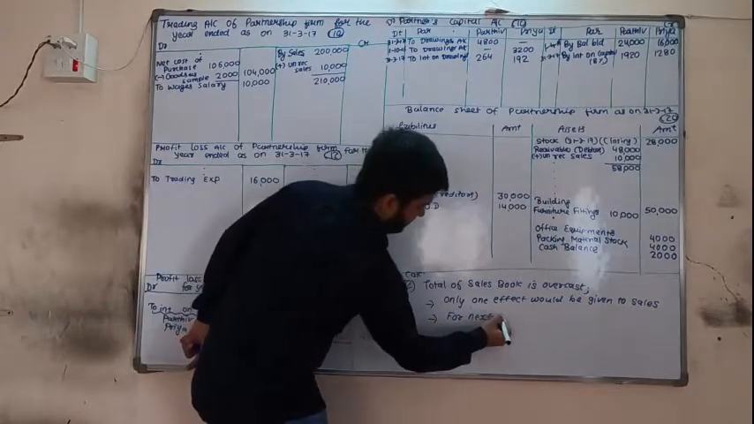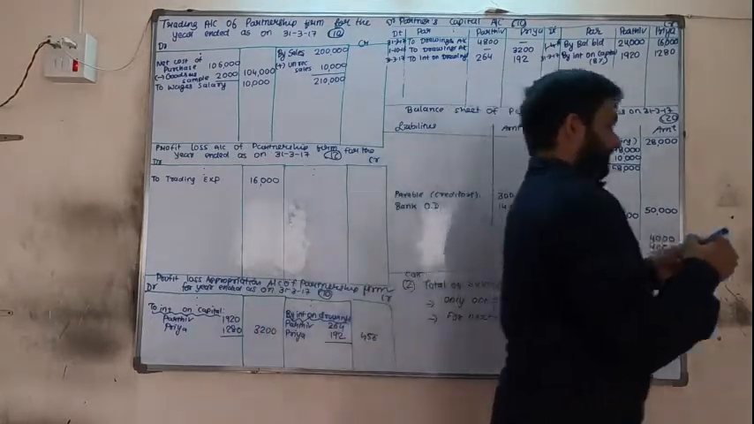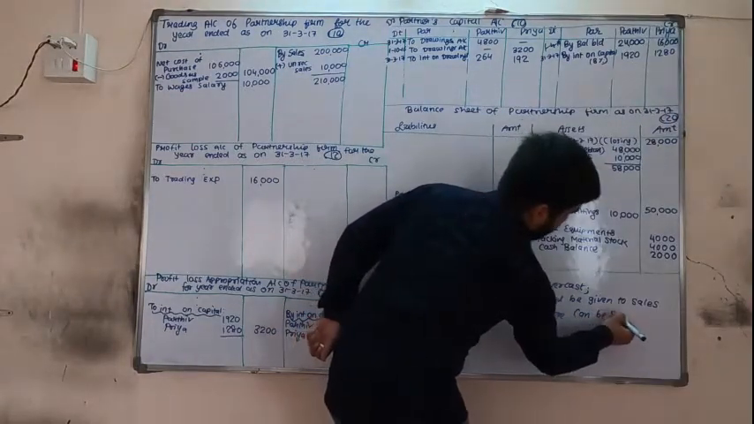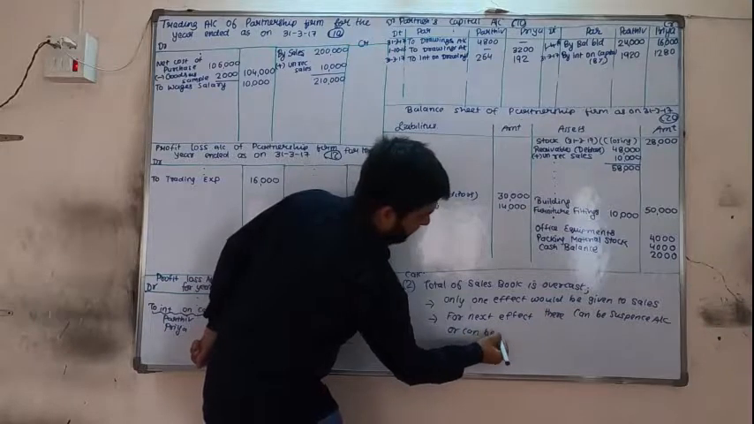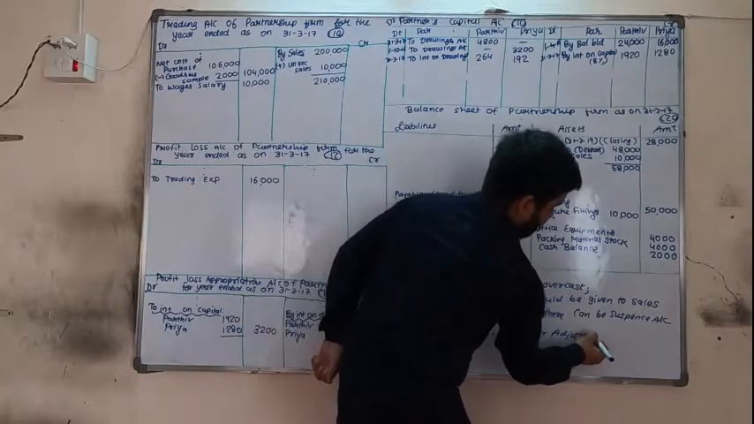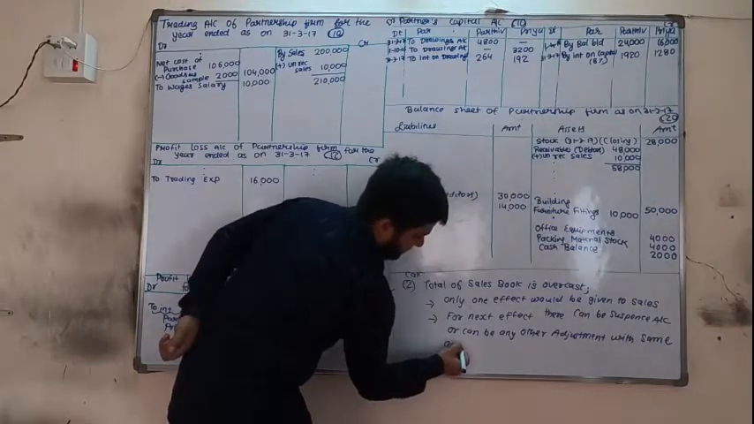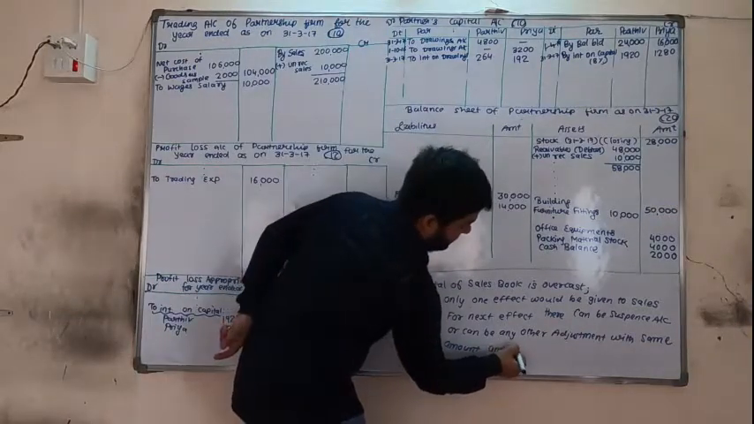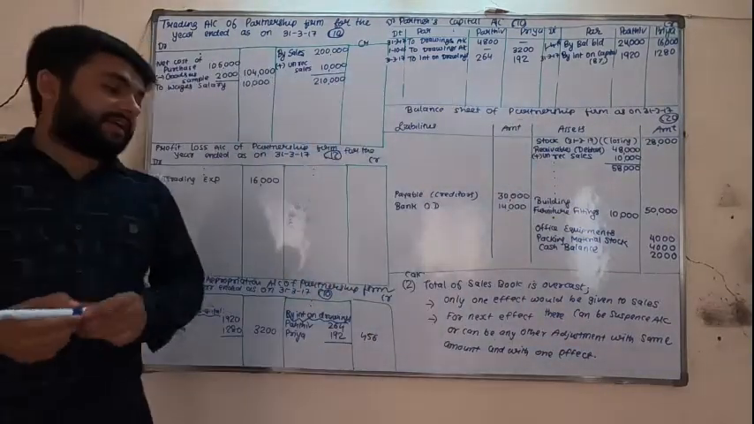For next effect, there can be suspense account or can be any other adjustment with same amount and with one unit. What you have to write?